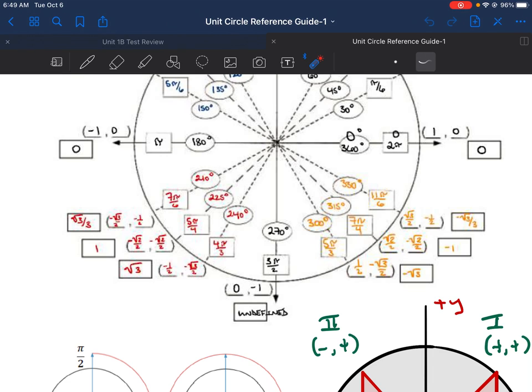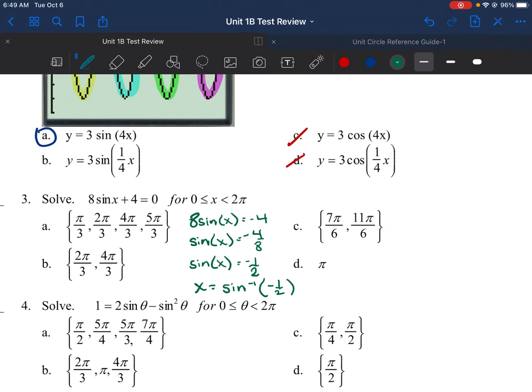we have a sine value of negative 1/2 here at 7 pi over 6, and we have a sine value of negative 1/2 here at 11 pi over 6. So our answers are 7 pi over 6 and 11 pi over 6, which is answer choice C.